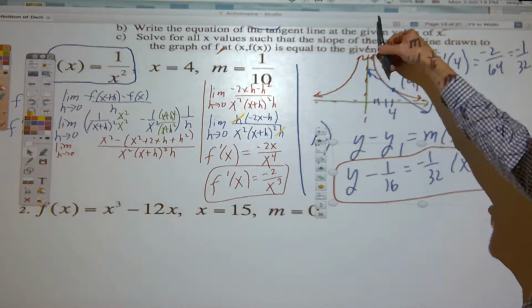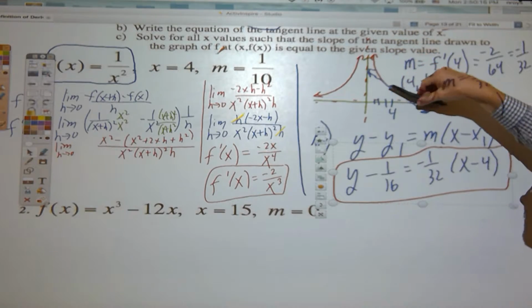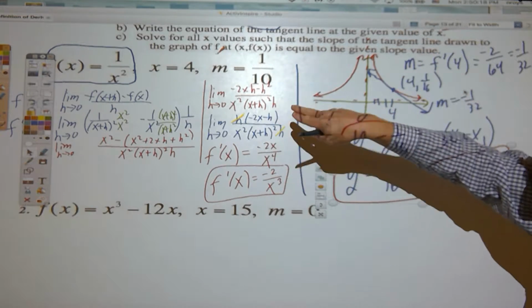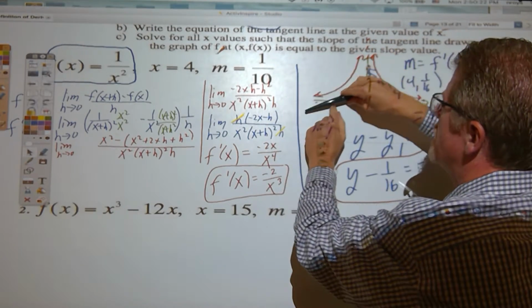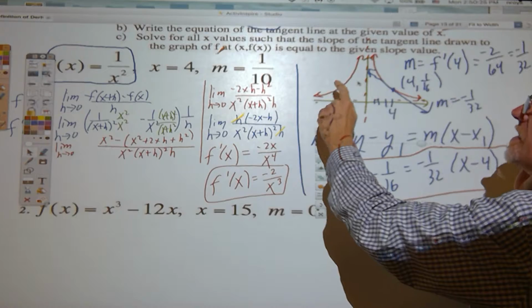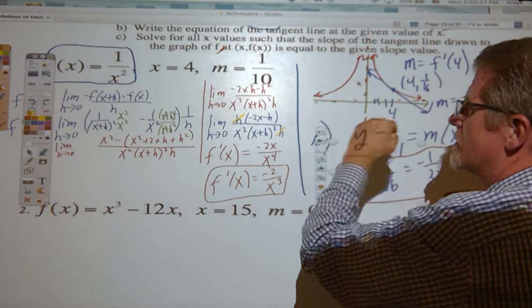Yeah, it looks like all the slopes of the tangent lines in the quadrant 1 portion are negative. So if we're looking for a value of x where the slope is 1/10, it would have to be somewhere here in quadrant 2. In fact, you can even eyeball it. We're thinking the answer is probably going to be something like -5, -6, somewhere in there.